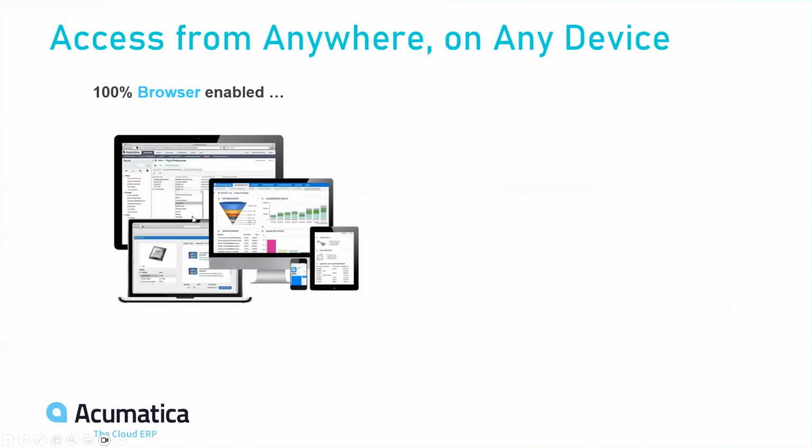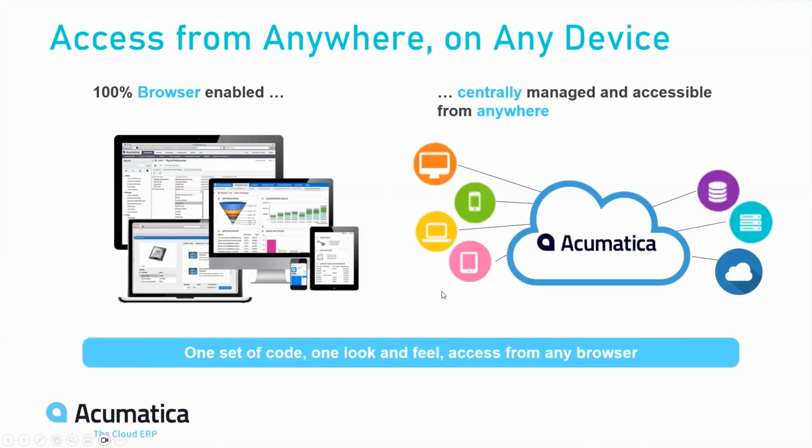So, access from anywhere on any device. Basically, it really is any device and from anywhere. As long as you have an internet connection with that device, you can gain access to Acumatica. You purchase it in the App Store, whether you're on a Mac or an Android, and once you have the app on your device, you can access it just like you're accessing on a computer.